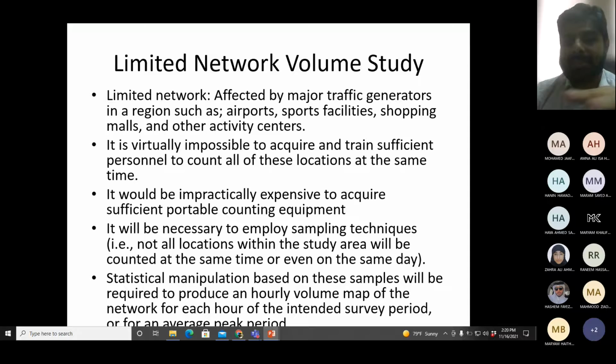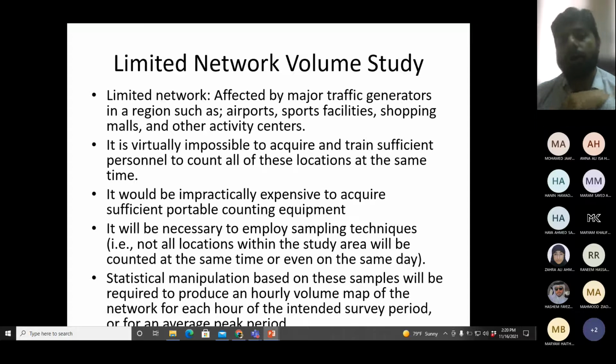I started by saying it's a smaller network. Then I keep on saying it's limited network. Don't mistake my words about the size of the network. Okay, don't take it lightly. Even a limited network is very large. It will have hundreds of segments and intersections.